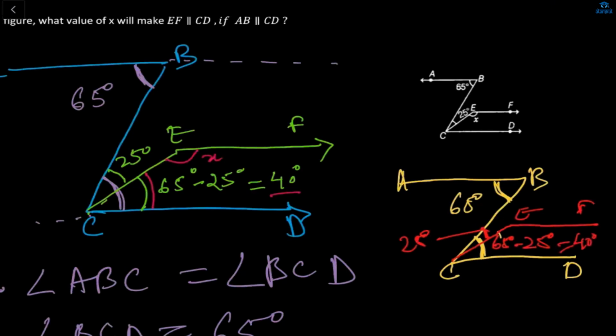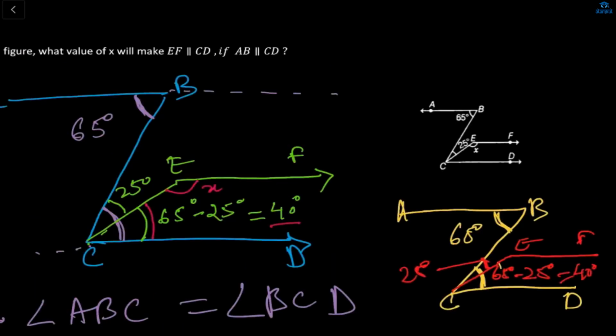Now it is said in the question, what value of x will make EF parallel to CD? You have to make EF parallel to CD. What should be the value of x so that EF becomes parallel to CD? See, if you extend this EF and CD, then EC is the transversal. So angle X and this angle ECD are on the same side of the transversal. So the sum should be equal to 180 degree. Yes or not? I'm telling you about this angle plus this angle. So the sum will be equal to 180 degree.